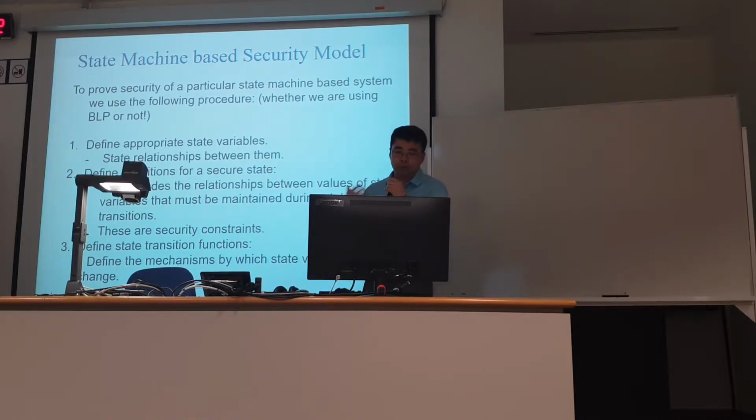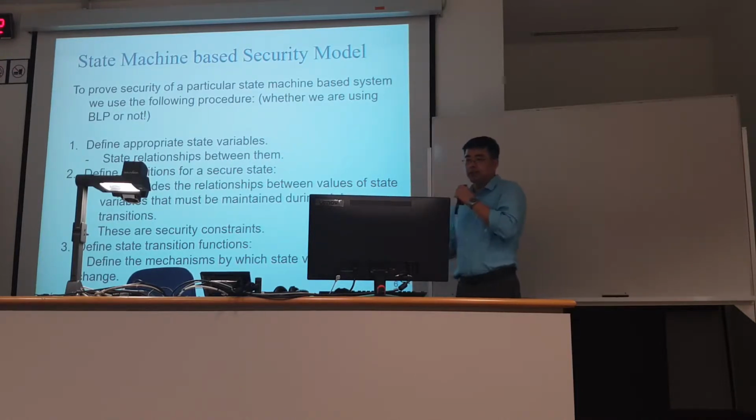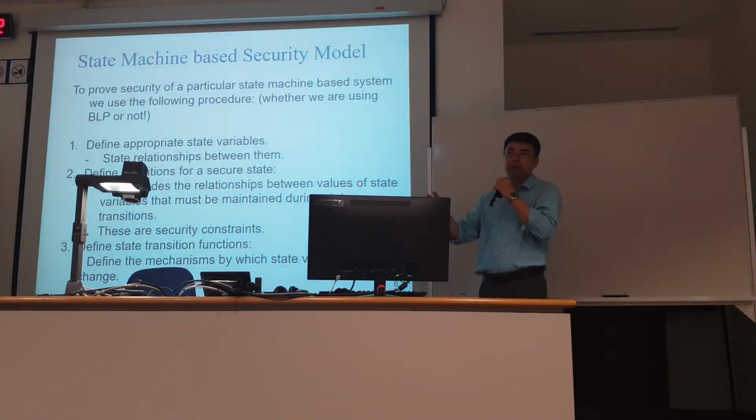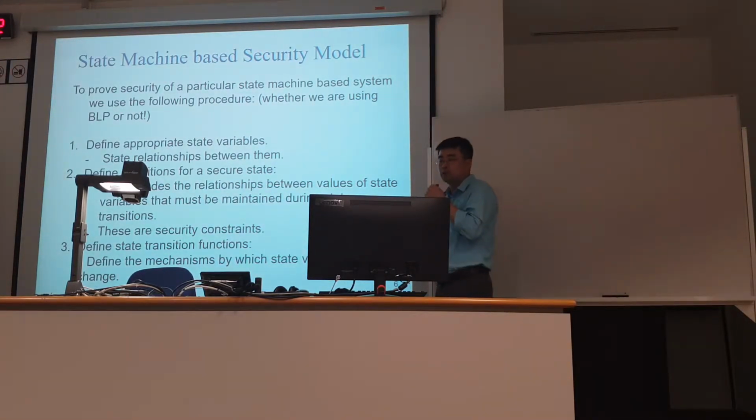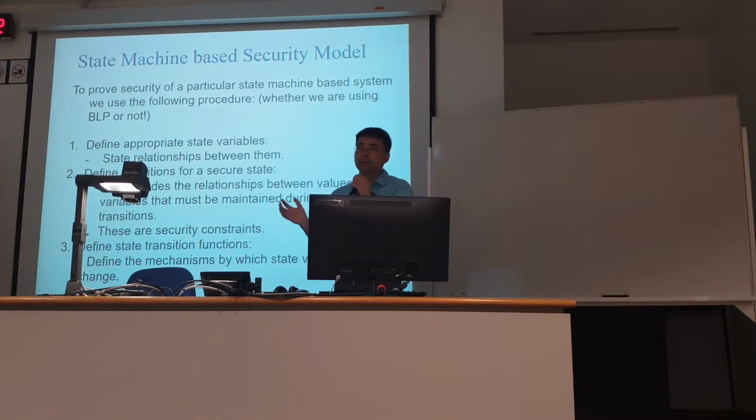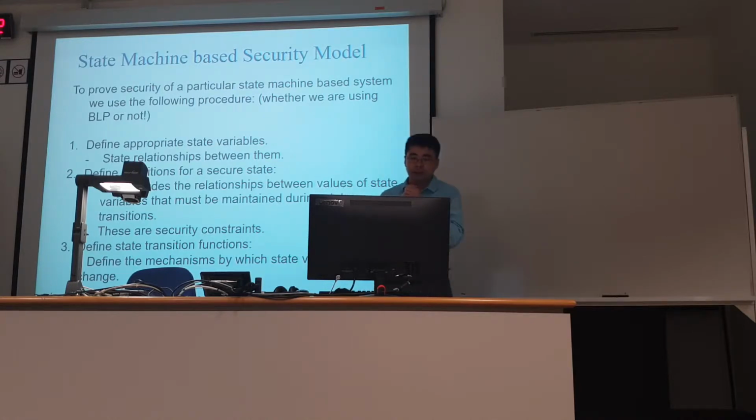So you define the appropriate state variables, right, and then the relationships between them. For example, the state variables can be the subjects, objects, and then you have the actions, right? So these are the variables. Then you set the relationship between them. Maybe A is reading. A is the subject, O is the object, the action is read. So you can define the relation. Right, then you can define the definition of a secure state.